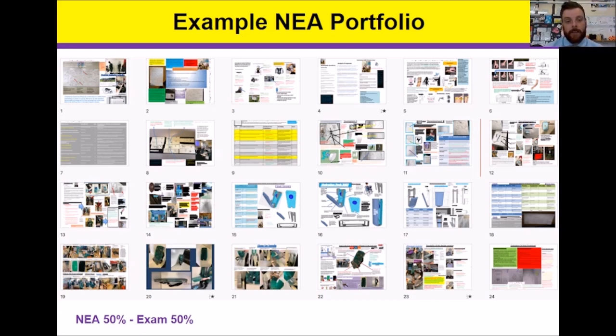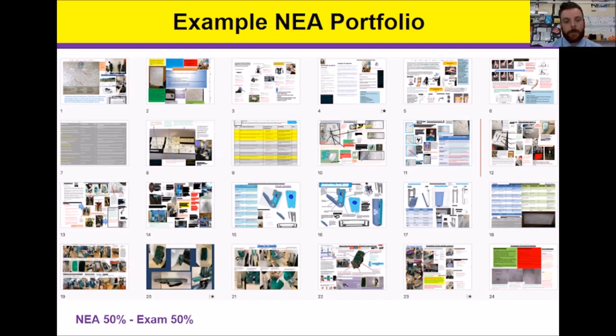Following their research, they will then go on to come up with and generate ideas. Throughout the idea stages, it's important that students take risks, that their ideas are creative, and that they produce a wide variety of ideas. You'll also be able to see the amount of annotation and explanation throughout the design process.